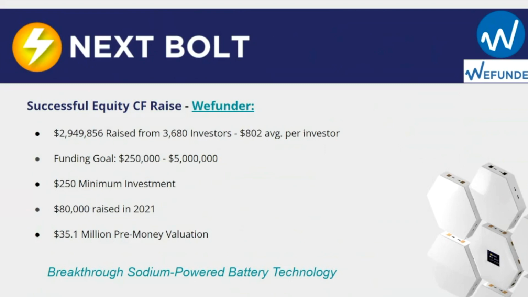Another example is Nexvolt. They've actually had 3,600 plus investors and raised about $3 million, about $800 per investor. Their product is a powered battery technology. And they're looking for up to $5 million, which is the cap for equity crowdfunding. And the minimum investment was $250. So you can see the investments come from the crowd, in this case, a pretty sizable crowd. And they had previously raised about $80,000 in the past.